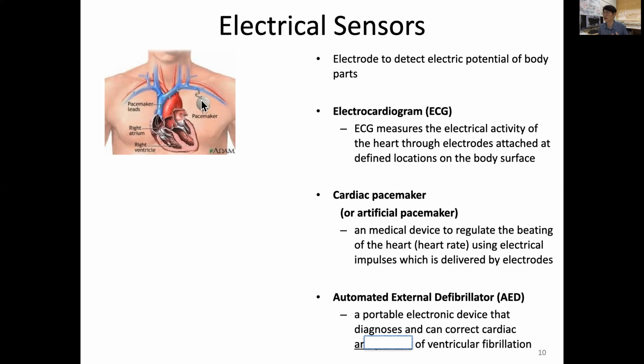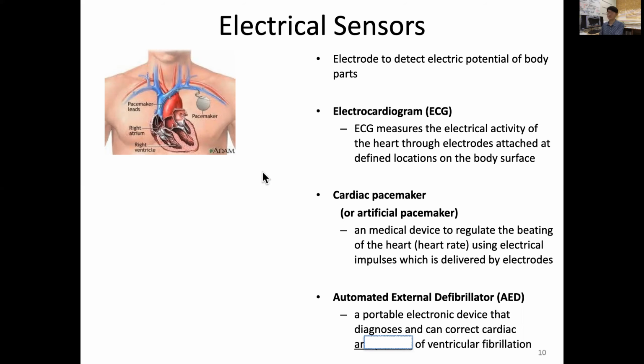You can see here a pacemaker is implantable, and the electrode goes through these veins to the right atrium and right ventricle, so that it can provide a regular heartbeat for those who have a problem with the heartbeat, or what we call arrhythmia.